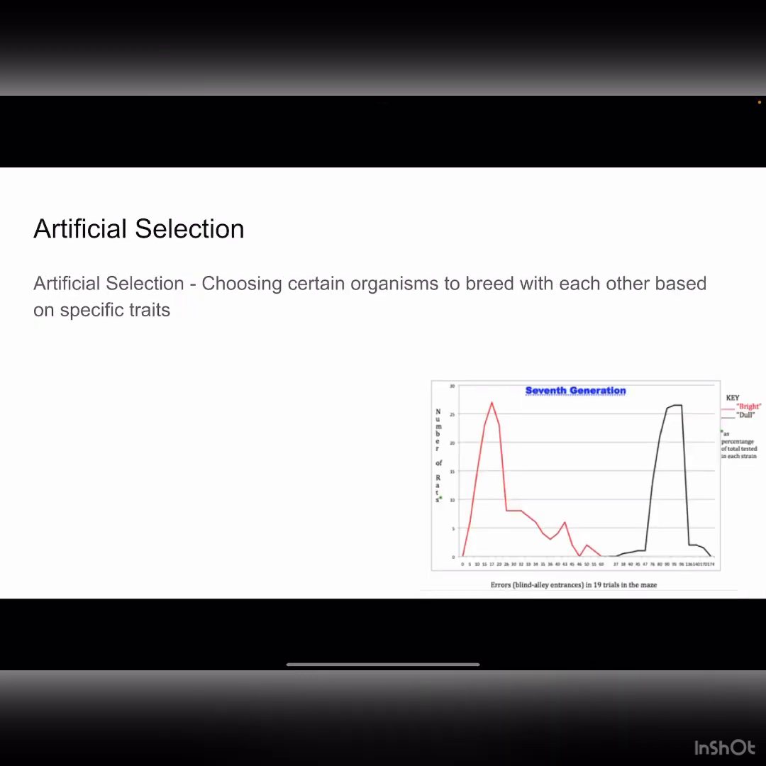Artificial selection is defined as a selection of certain organisms to breed with one another based on specific traits. A common example is dogs. Believe it or not, dogs are all actually one species, Canis familiaris. But one could make the mistake of assuming that they're somehow different because there are many breeds, each with their own distinct traits.